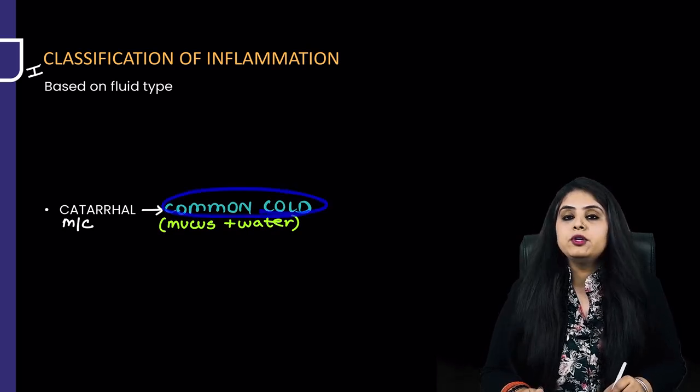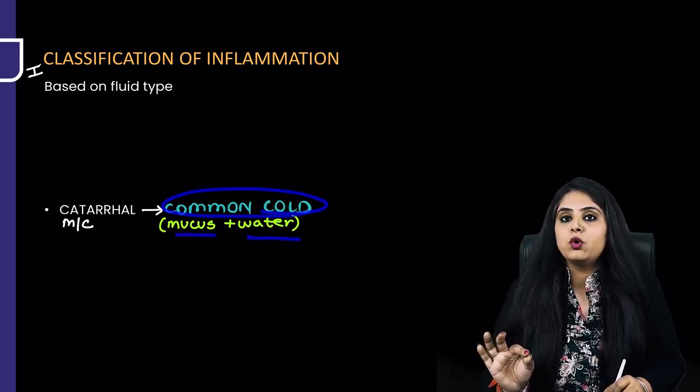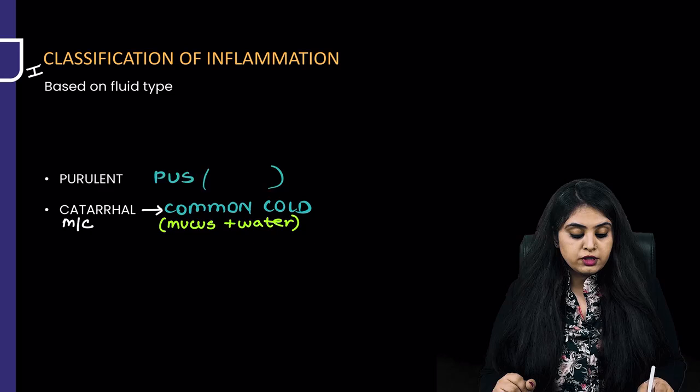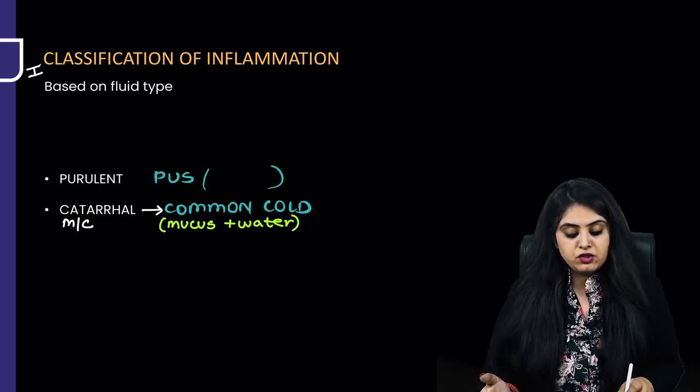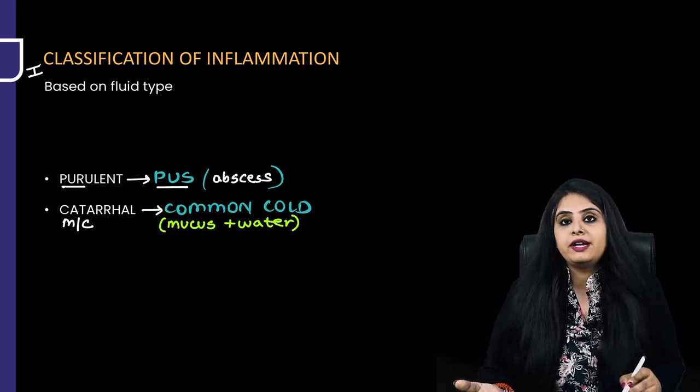So whenever you have common cold and you have a running nose, what secretion comes out? It's always a mixture of mucus and water. That is the most common fluid that we encounter. Another one that I'm sure that all of you have seen is purulent inflammation. What does the word purulent mean? It means pus. And where do you see a pus? You always see it in something like a boil or an abscess.